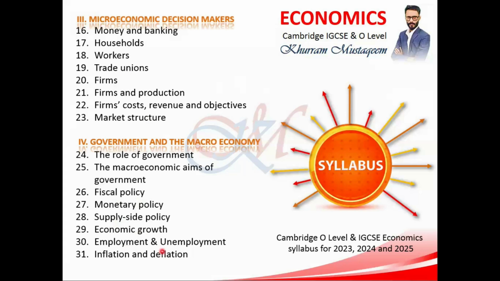Employment and unemployment. Employment means every person should have a job. No one may remain in the economy without employment. So employment has growth, employment has variation, and ultimately there is unemployment. When there is unemployment, there are four or five types of unemployment we'll discuss in detail. And there is a formula to calculate unemployment.